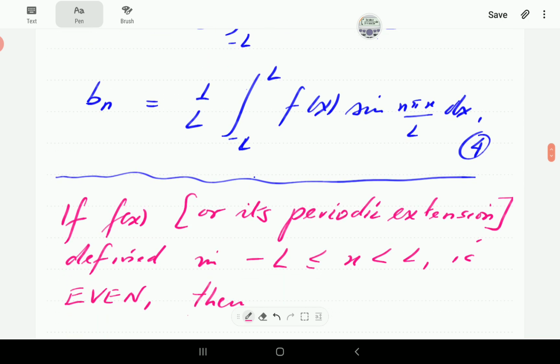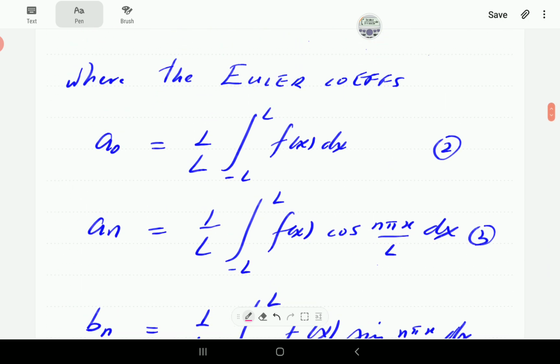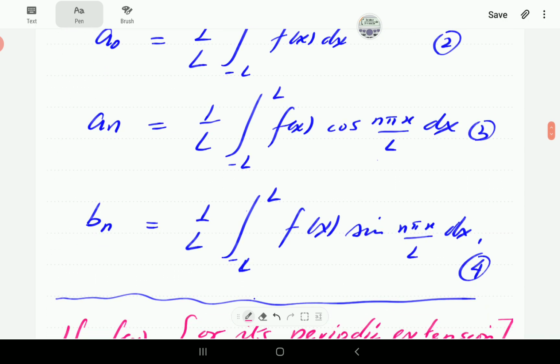Now, if f of x defined over the interval minus L to L is even, or its periodic extension is even. So sometimes f of x may not be inherently periodic, but its periodic extension may be periodic. Then these formulas can be simplified. In particular, let's start with this one here.